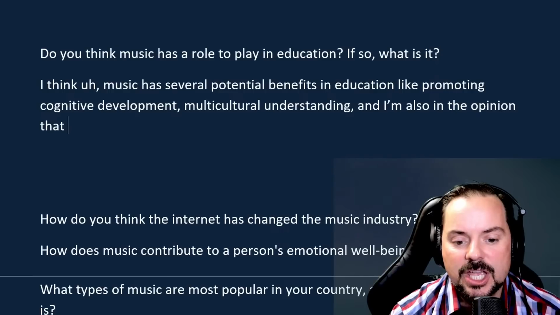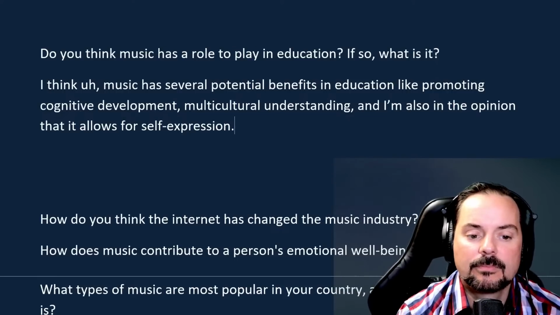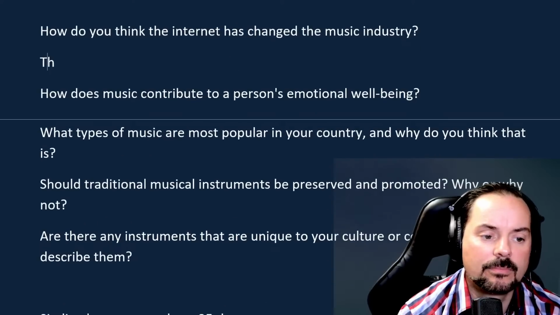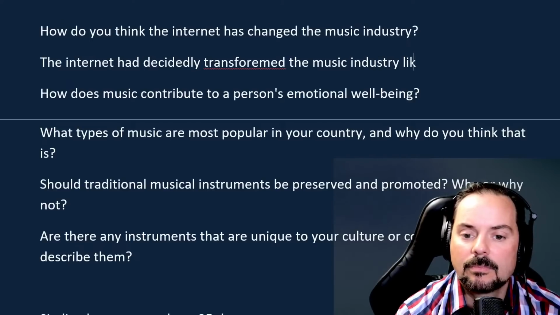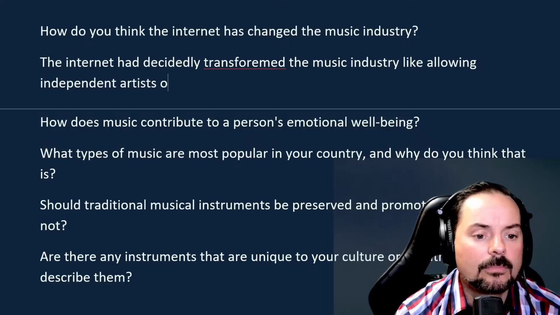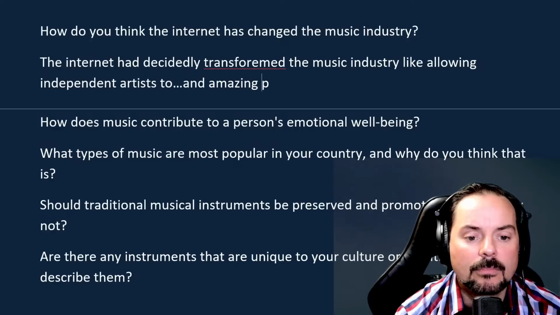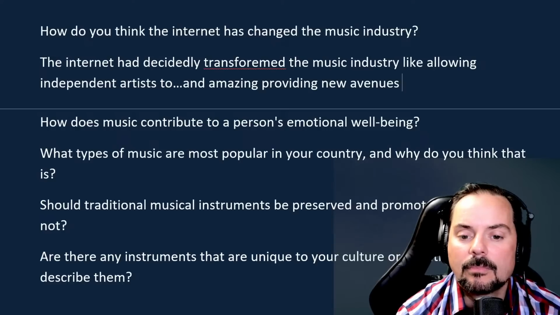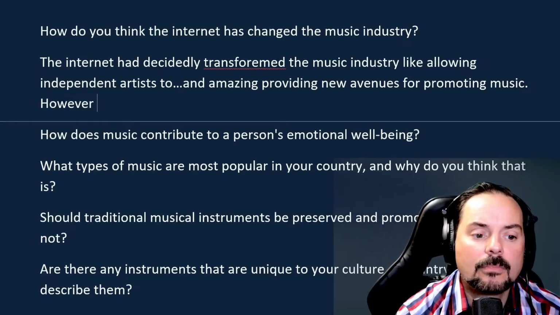How do you think the internet has changed the music industry? Oh, the internet has decidedly transformed the music industry over the past 20 years by enabling independent artists to reach a global audience, facilitating collaboration and networking with other singers, and basically providing new avenues for promoting music. However, it has also posed a great threat with regard to copyright issues. Okay.